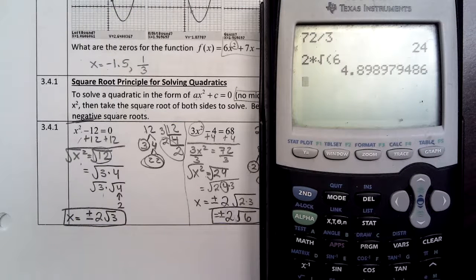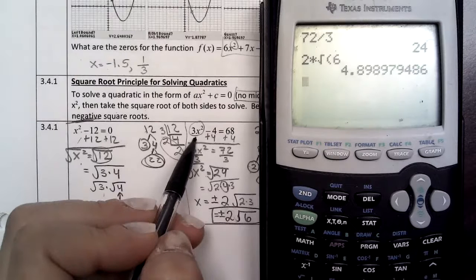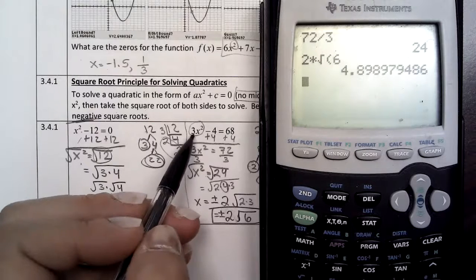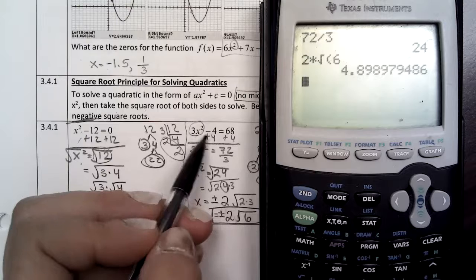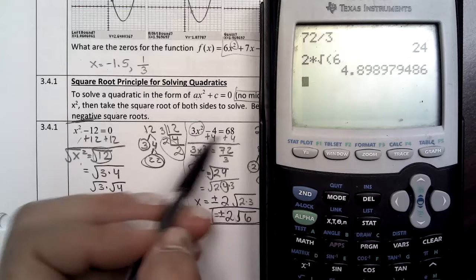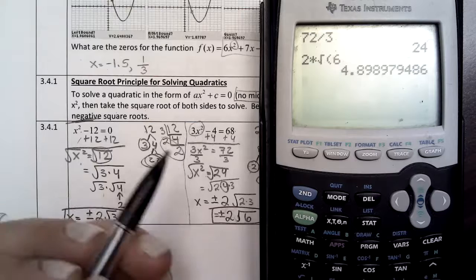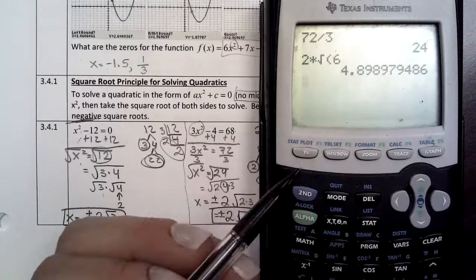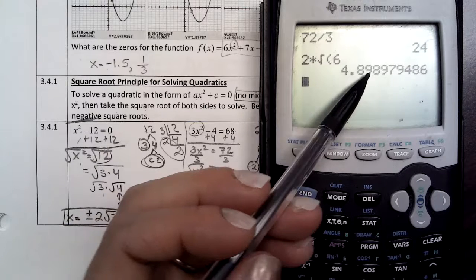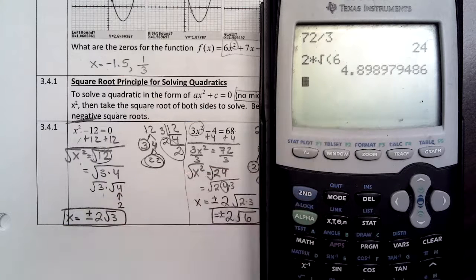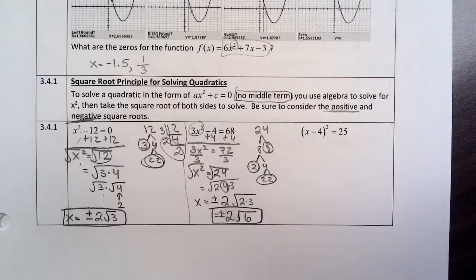So if you want to check your answer by graphing this, you can graph this. You just have to type in 3x squared minus 72, because it has to be equal to 0 here in order to graph it. And then you would find your 0 just like we did before, and your x value would come out as a big decimal like this. But once again, we don't want decimals.